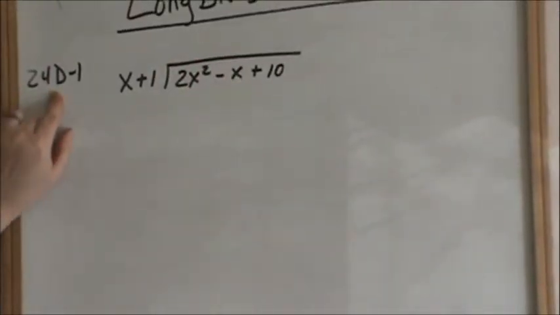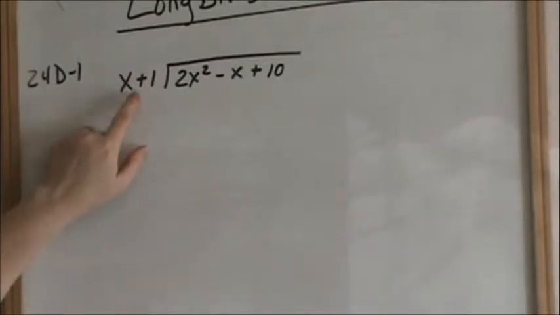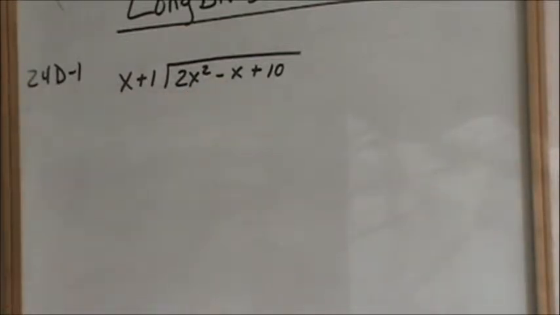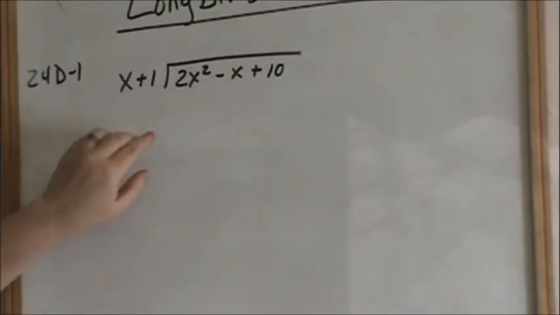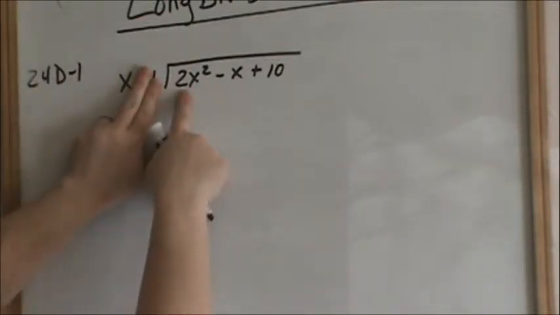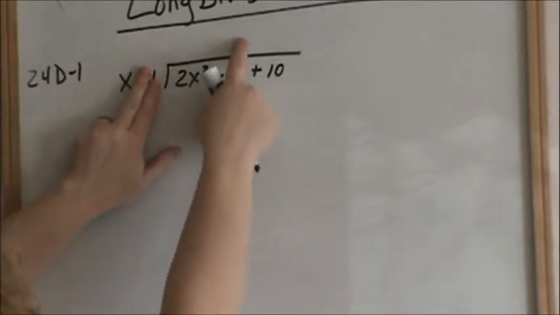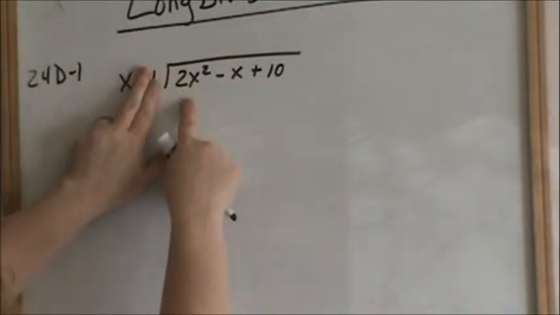Okay, now we're looking at 24D1. We're going to be dividing x plus 1 into this trinomial. So again, we cover up the 1 and we're doing x into 2x squared. Be careful, this x squared now has a coefficient on there. So x into 2x squared, or what times x gives me a 2x squared?